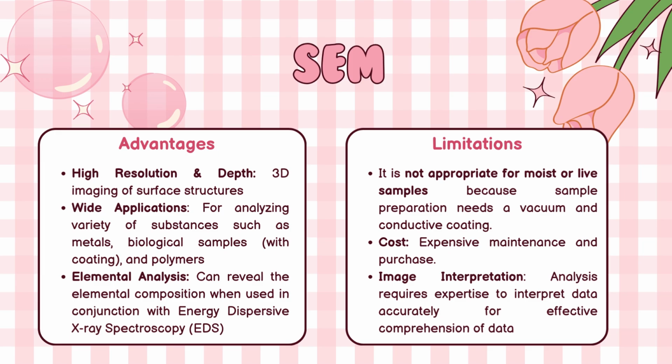Then, for the advantages of scanning electron microscopy, it has high resolution and depth of field, which allow 3D imaging of surface structures, and it has wide application for analyzing a variety of substances such as metals, biological samples with coating, and polymers. Next one is elemental analysis. It can reveal the elemental composition when used in conjunction with energy dispersive X-ray spectroscopy (EDS).